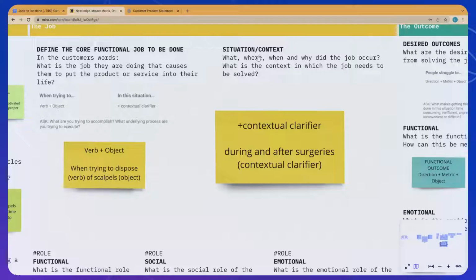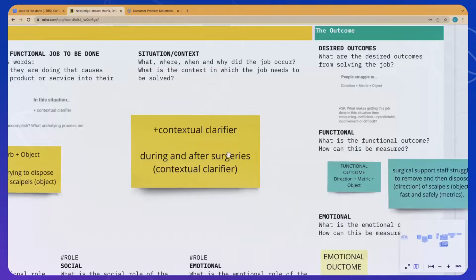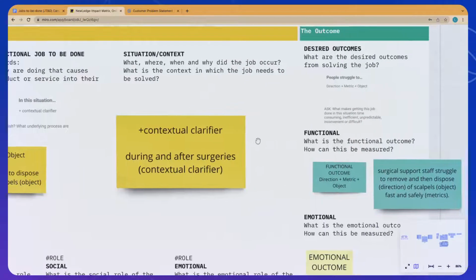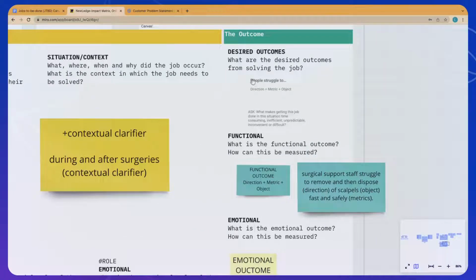What's the situation or context they're faced with when performing this job? It's happening during and after surgeries in surgical rooms. What are the desired outcomes for solving the job? Well, the surgical support staff are struggling to remove and then dispose of scalpels fast and safely. So those are the two metrics that we want to help them with.